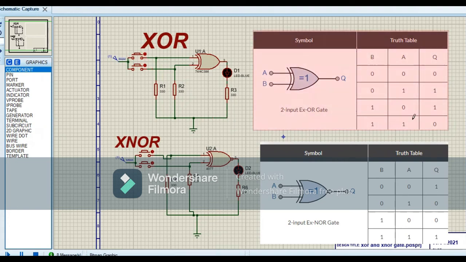This can be seen here. When both are at the same level, output is low, and when both terminals are different from each other, output is high.